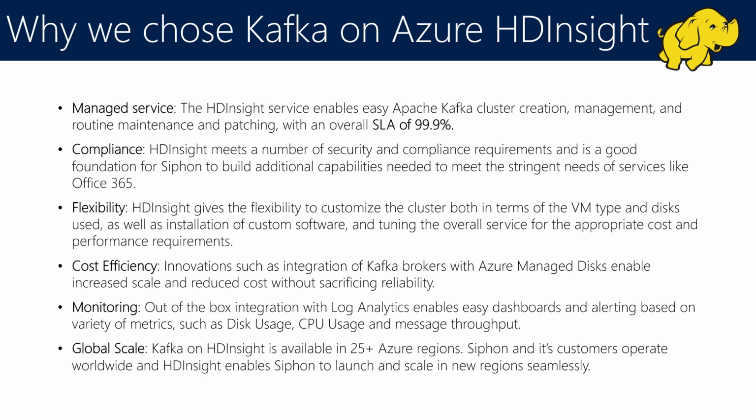And the third important piece for us was the flexibility. With different scenarios going on, we need to customize the clusters that we build in terms of the kind of compute and the kind of storage we want. And HDInsight gives that flexibility. You can choose the VM type, you can choose how many disks to attach to a particular VM, and we can also customize the software that actually runs on each VM. So these were important reasons why Siphon was able to use Apache Kafka on HDInsight.